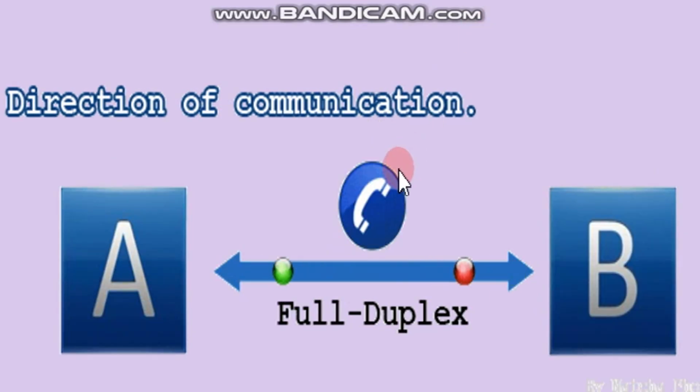The third type of data transmission mode is full duplex. As you can see in this figure, both sender and receiver can transmit the data as well as receive the data at the same time. And the best example of full duplex mode is our telephonic conversation, where both users are talking to each other without waiting for their turn to send or receive the information.